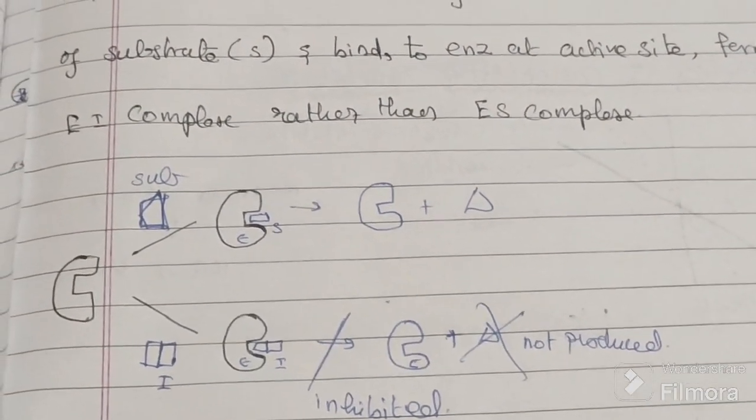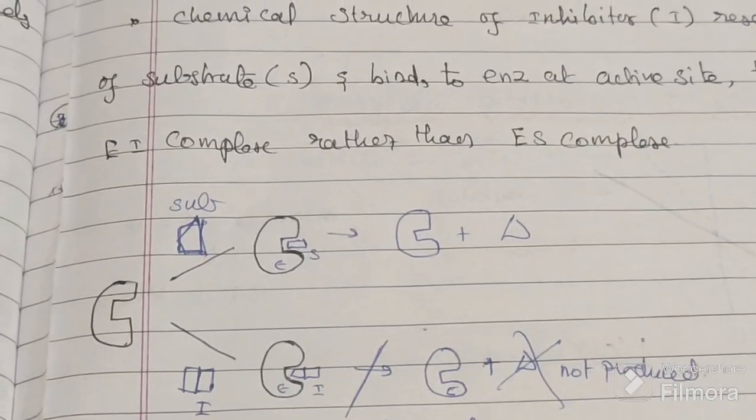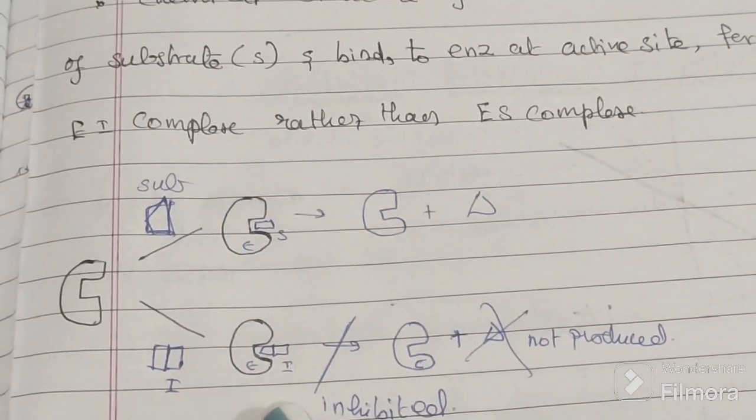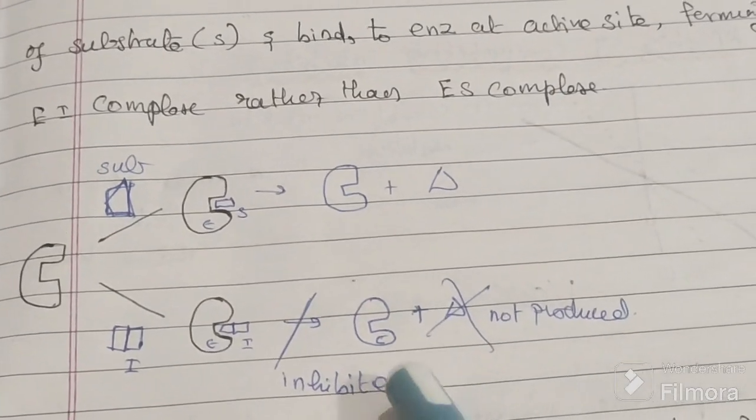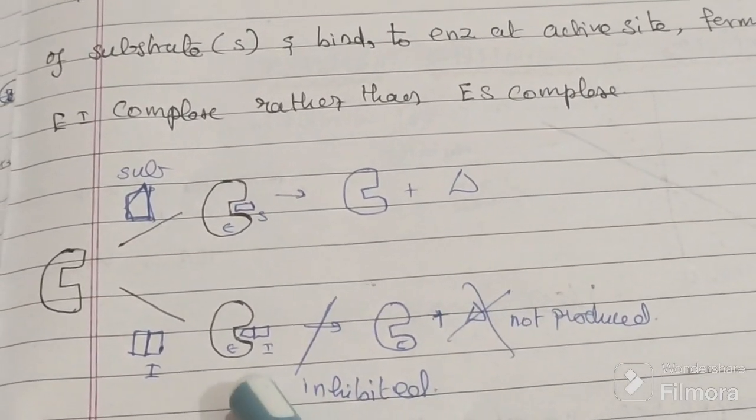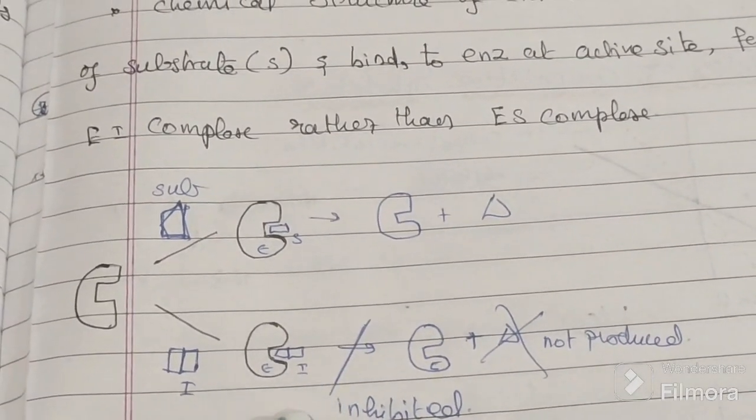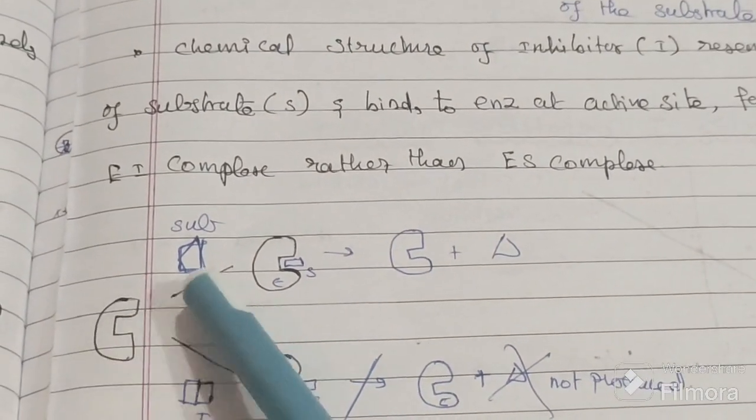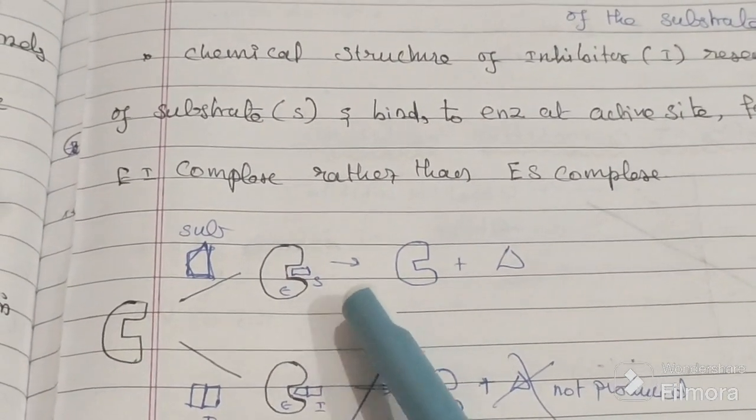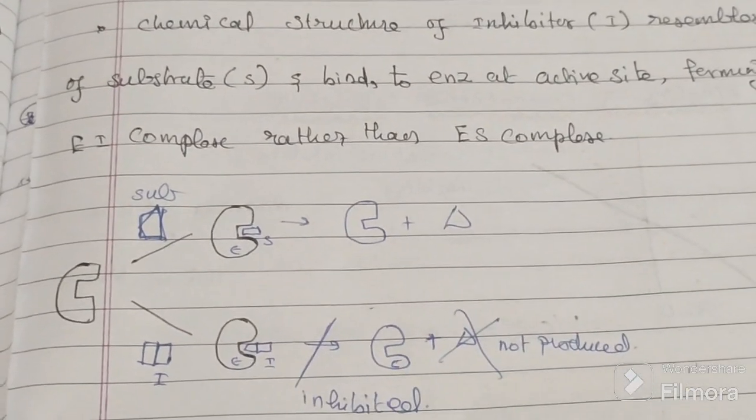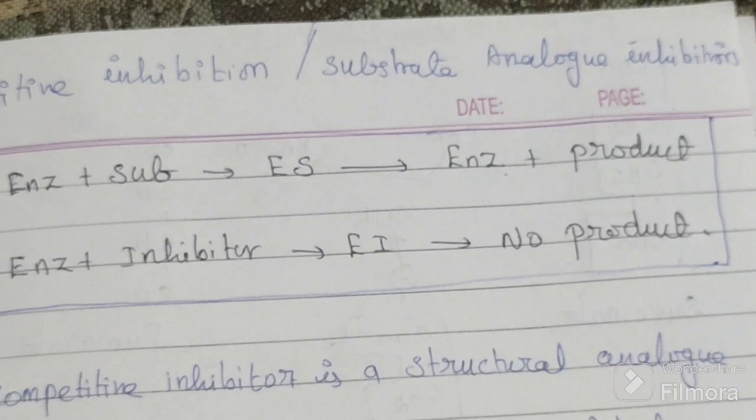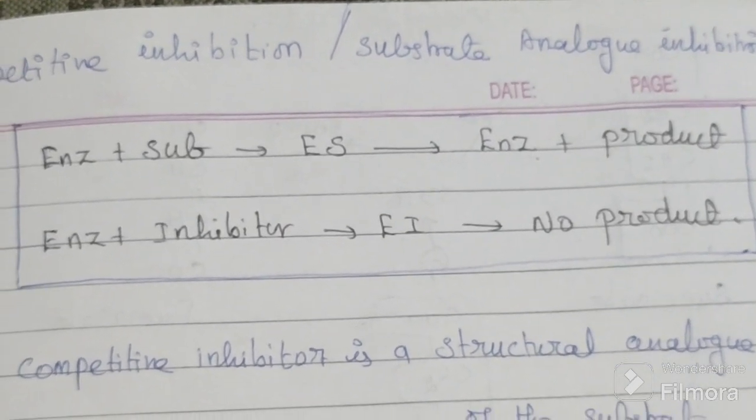Here this also has a competition. The inhibitor will bind and form the enzyme-inhibitor complex. Here, no product. When the enzyme binds with substrate, the enzyme-substrate complex produces product, but here there is no product, it is inhibited. So this is the way it works.